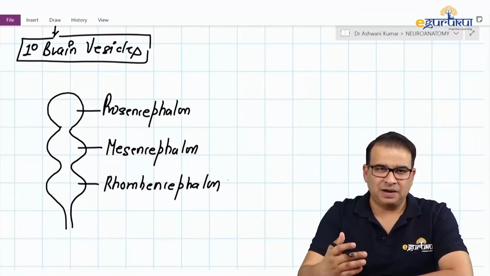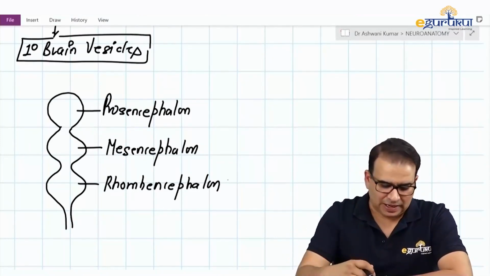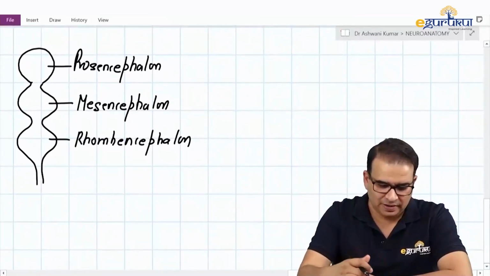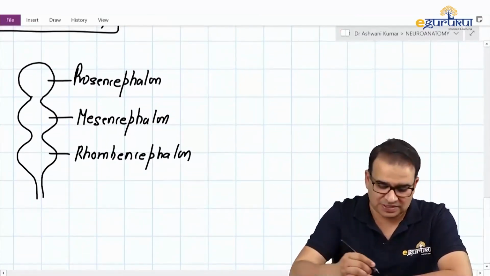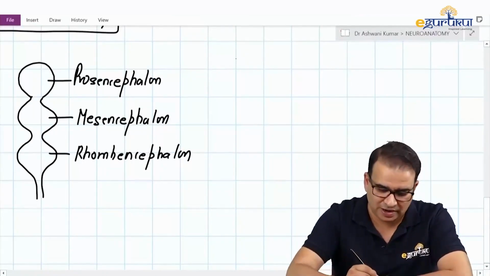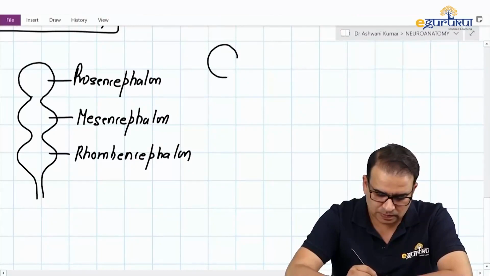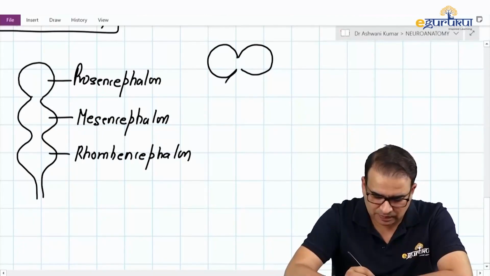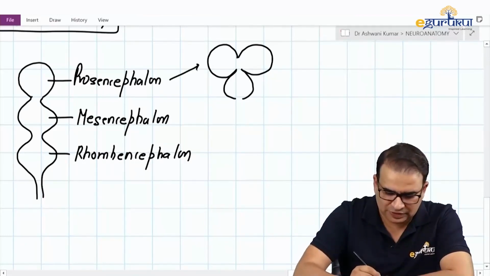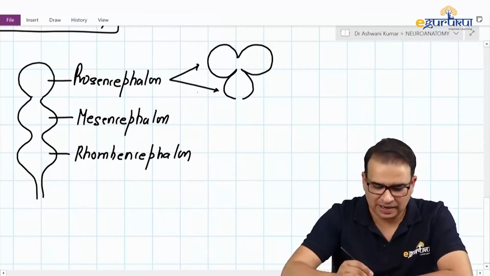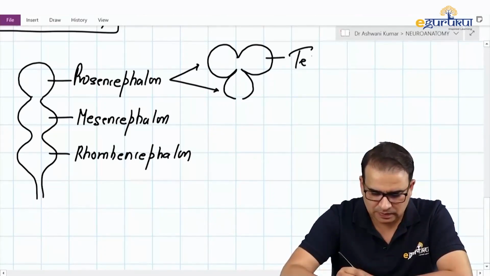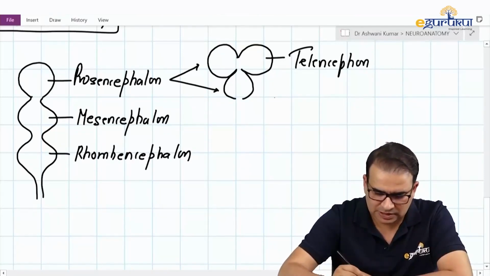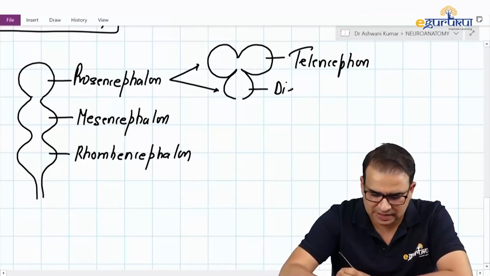This being a primary brain vesicle, there is a further division of this, and the primary brain vesicle will further subdivide into the secondary brain vesicles. So the prosencephalon will divide into the telencephalon. Above that you can see there's a telencephalon and diencephalon. So these are the two further divisions of prosencephalon, that is telencephalon and diencephalon. Let me just name them first. That is the telencephalon, and this here is diencephalon.